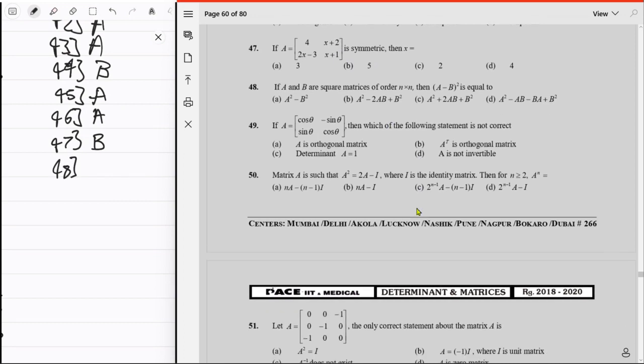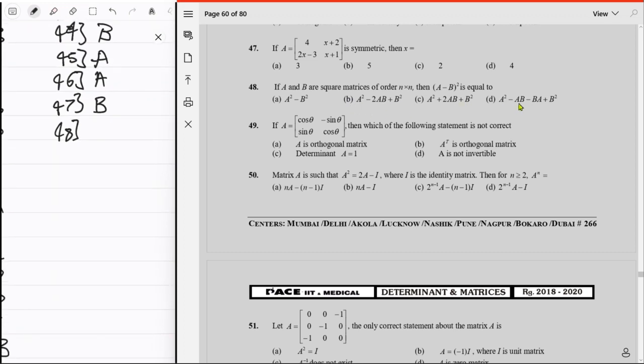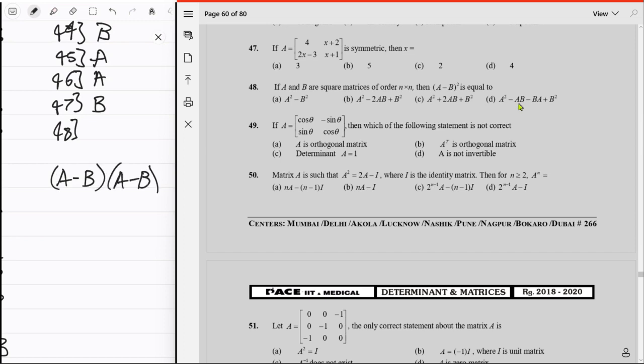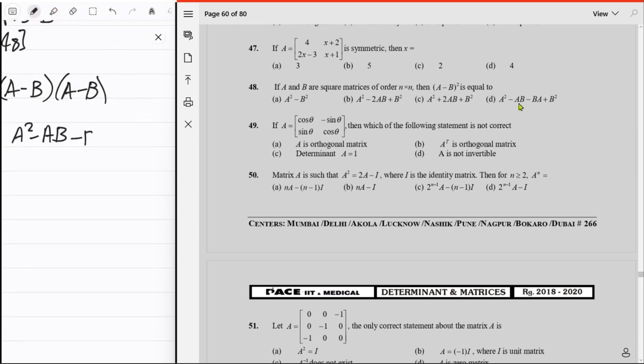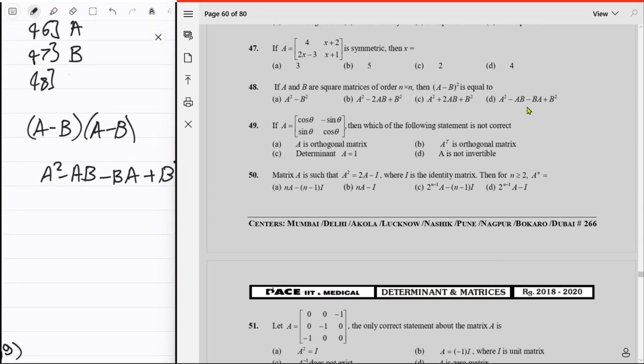If A and B are square matrices of order n by n, then (A minus B) squared is equal to... Oh god. No, that is wrong. This seems correct. Let's just try it out. A minus B applied on A minus B. First, A applied on this thing is just A squared minus AB. Then minus B applied on it, minus BA and plus B squared. So A squared minus AB, minus BA, plus B squared. So D is correct. Next question.